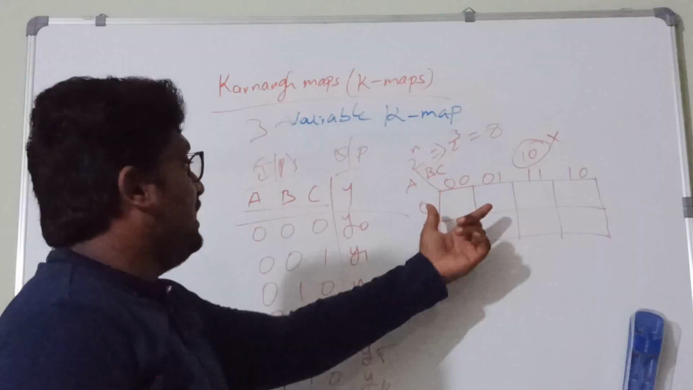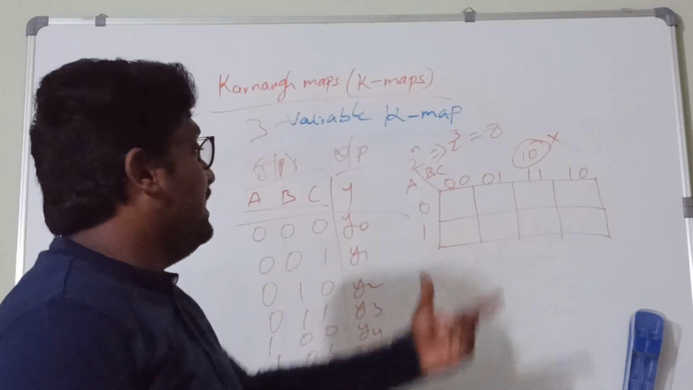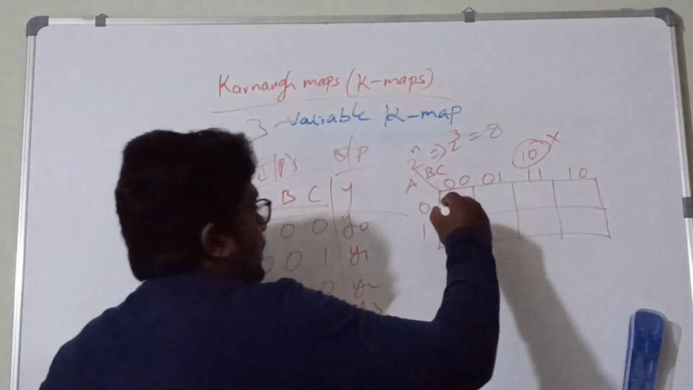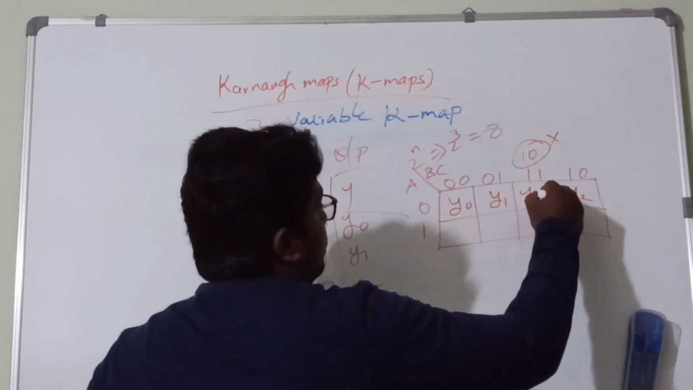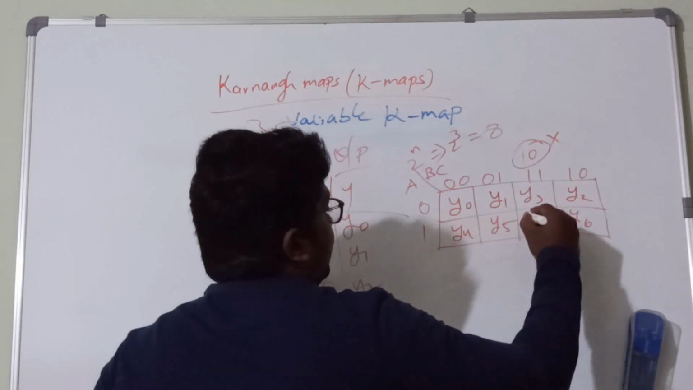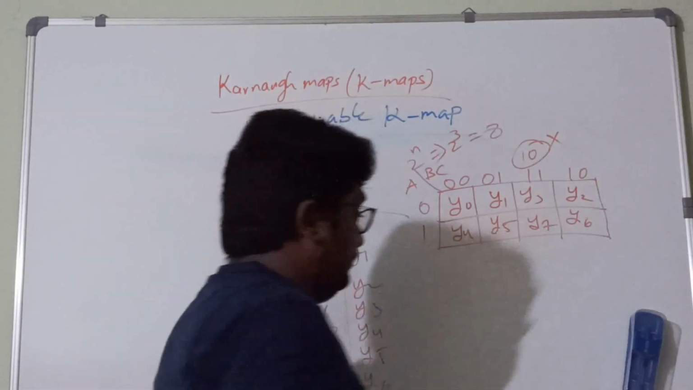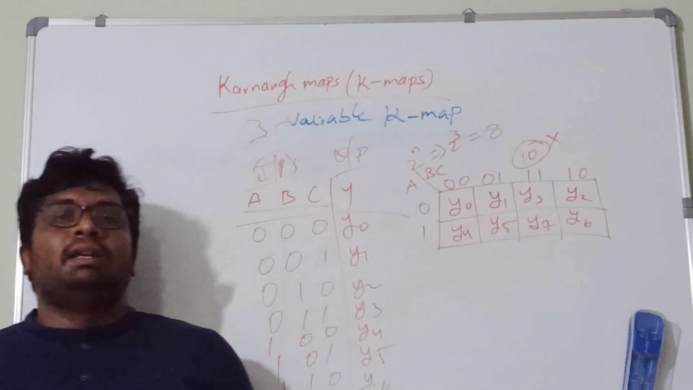So each square consists of a minterm, right? We have discussed that each term consists of a minterm. So the minterms here are y0, y1, y2, y3, y4, y5, y6 and y7. This is how a 3 variable K map will be represented.